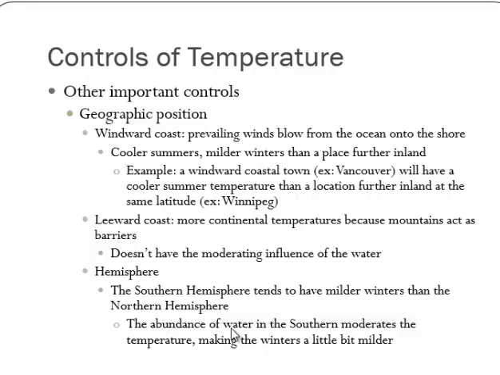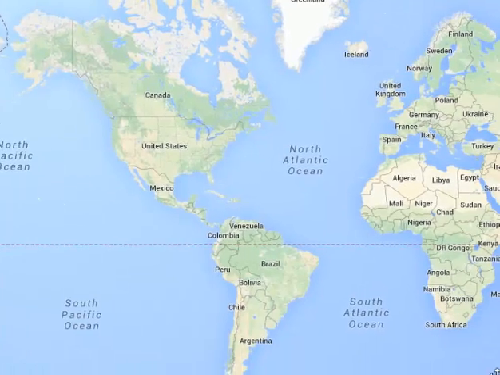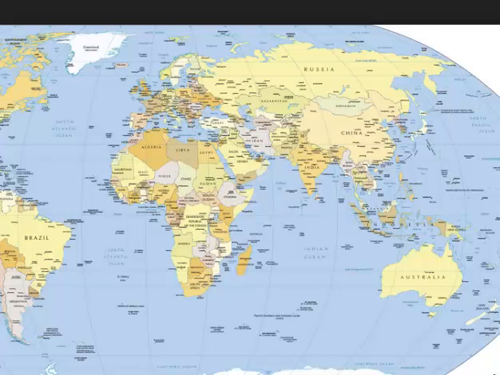Also, the southern hemisphere tends to have milder winters than the northern hemisphere. And when you see a globe, a map of the entire Earth, I think it'll be pretty apparent as to why. Now, this is not big enough, unfortunately, to get the entire globe into one. Well, let me find a globe. Anyway, here is basically a map of the entire Earth.